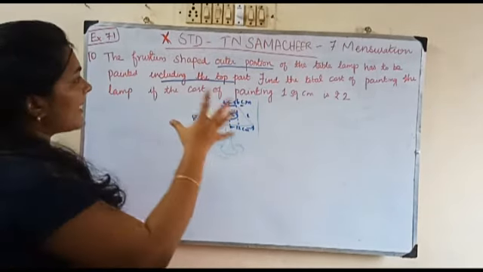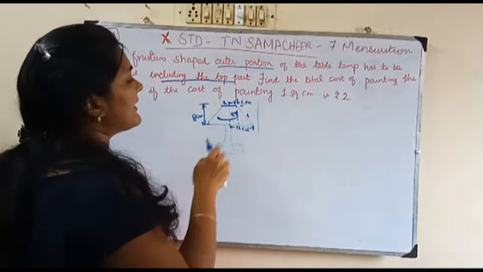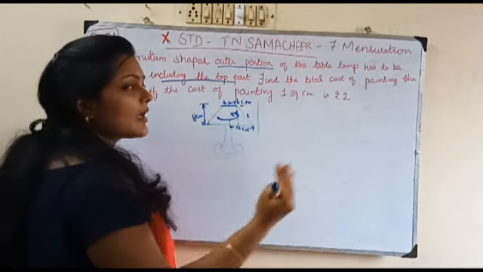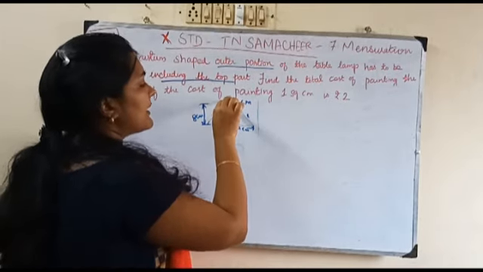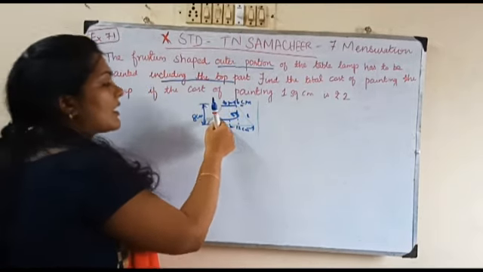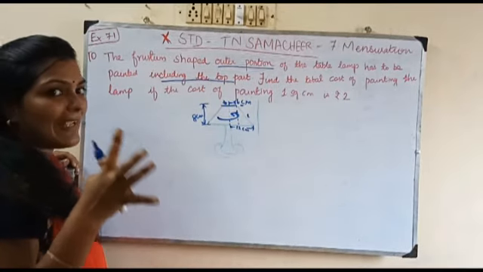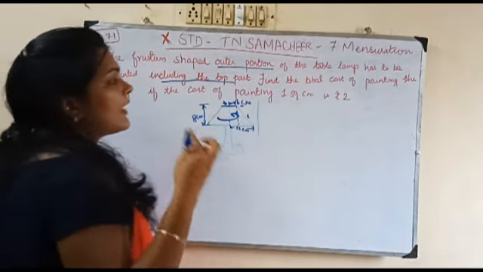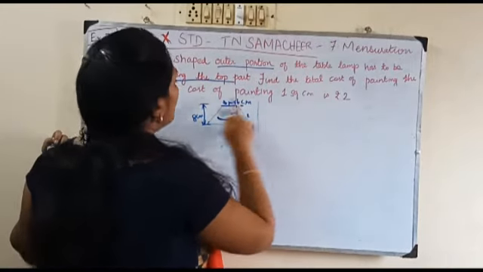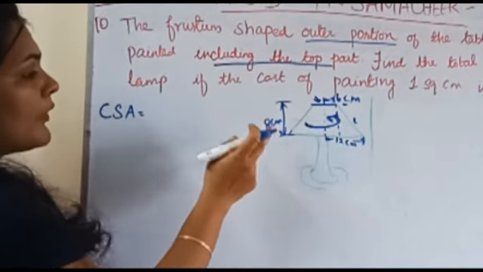Okay, what they have given in the question, this table lamp has to be painted at the curved surface area, that is outer portion. Outer portion is a curved surface area including the top portion. So you need to find curved surface area as well as top area to calculate the area for painting. Okay, if you know the area for painting, now you can calculate the cost of painting.